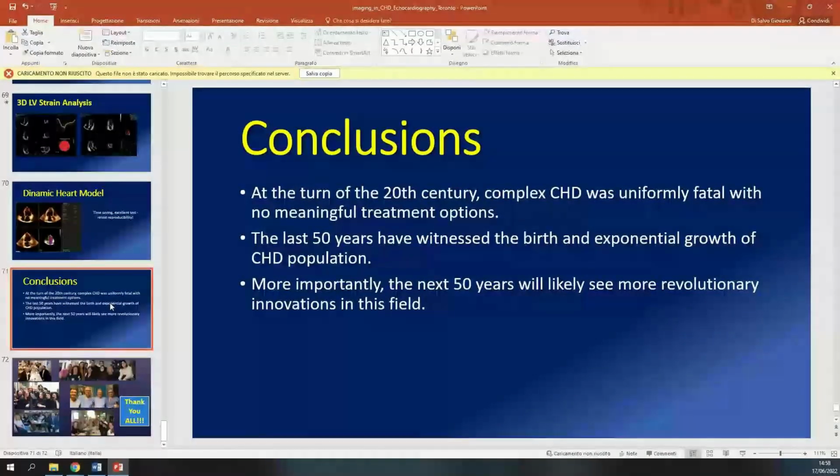Tracking the RV in the adult population, do you see this as just a research tool, or does it have any clinical application in our routine clinical practice?